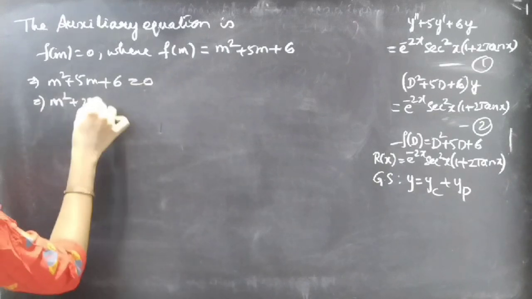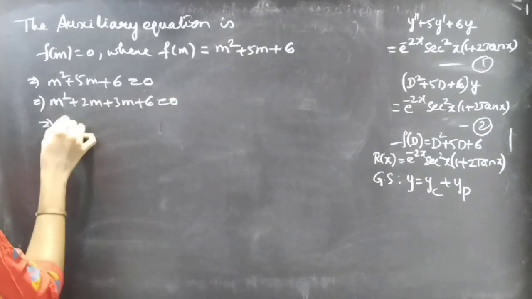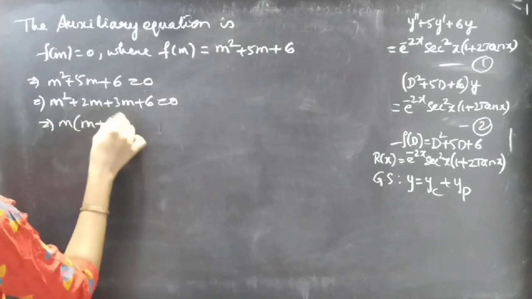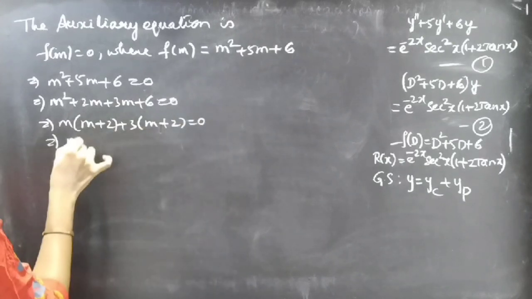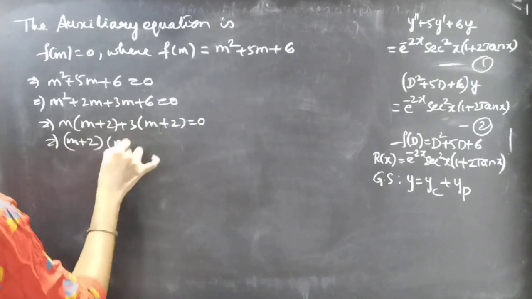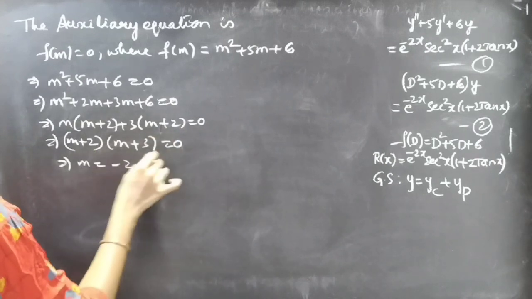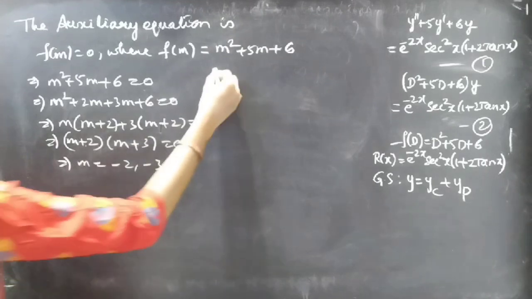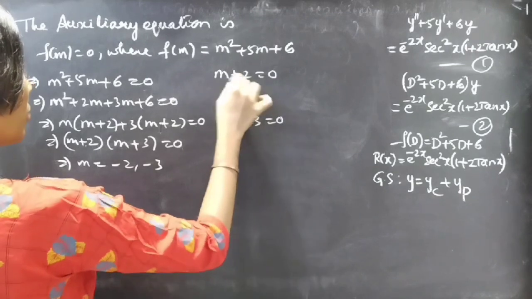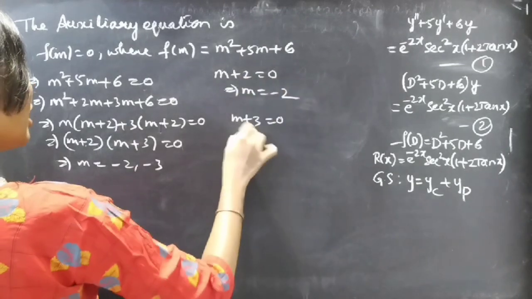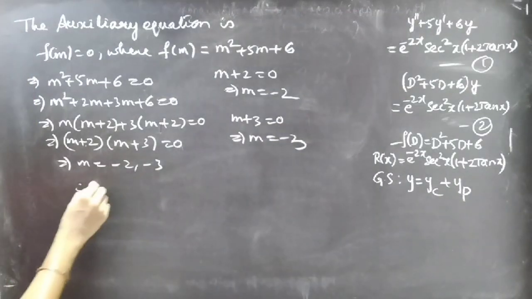We'll get m square plus 2m plus 3m plus 6 equals 0. From this we'll get m times m plus 2 plus 3 times m plus 2 equals 0. We can write this as m plus 2 into m plus 3 equal to 0. Just equate each factor to 0. From m plus 2 equals 0 we'll get m equal to minus 2, and from m plus 3 equals 0 we'll get m equal to minus 3. Therefore the roots are real and distinct.